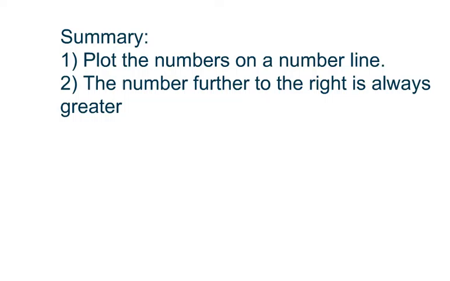So in summary, you want to plot the numbers on a number line, and then the number that is further to the right is always going to be your greater number, and the number further to the left will always be your smaller number.